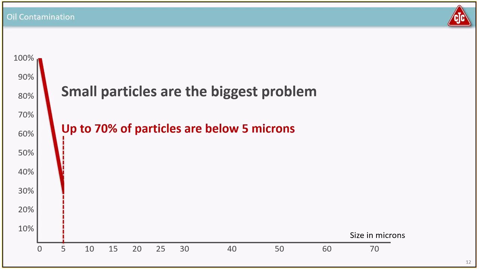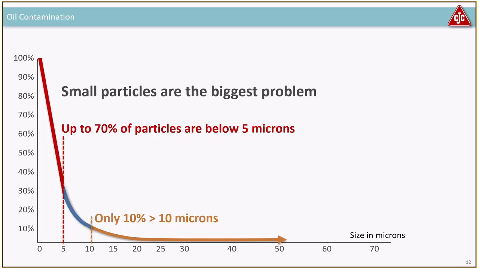If we look at the small particles, roughly 70% of them are below 5 microns. So really, really small particles, and the majority of them are that small. If you go to about 10 microns, you see about 10% are bigger. That means 90% of the particles found in an oil system will be smaller than 10 micron. And why is it so?